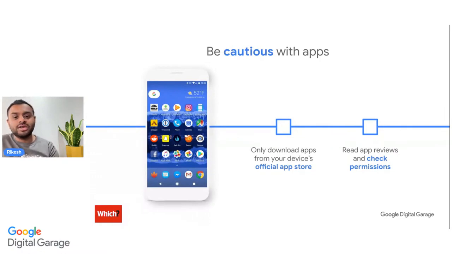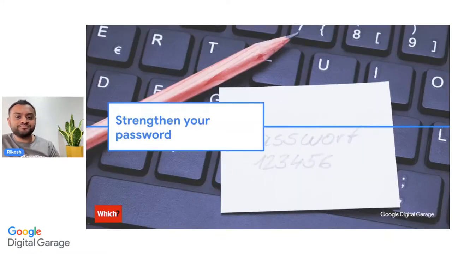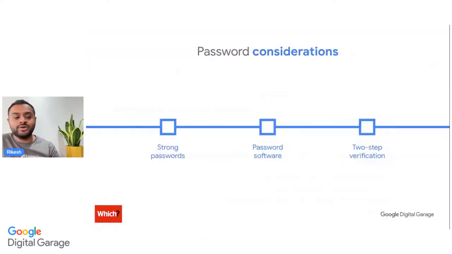And finally, another consideration in order to be safer online is to strengthen up our passwords. So in terms of passwords, we want to use strong passwords. We want to make sure that we are considering something like password software, and also looking to use something like two-step verification, or two-factor authentication, as it's also known.